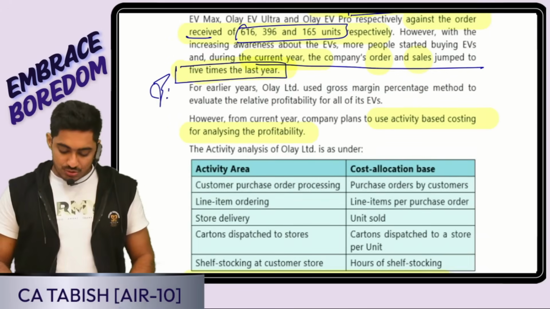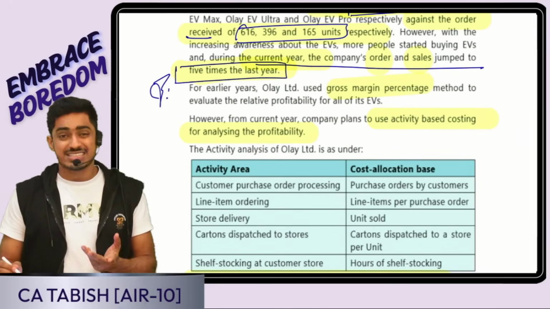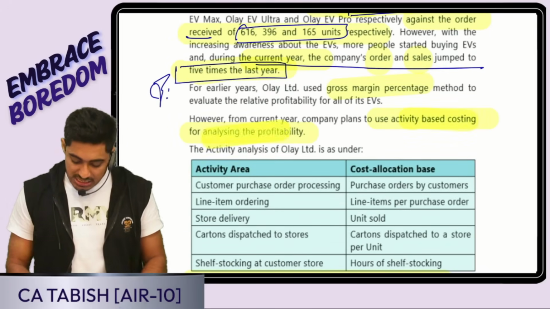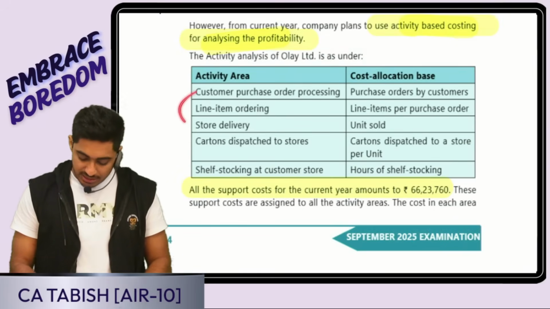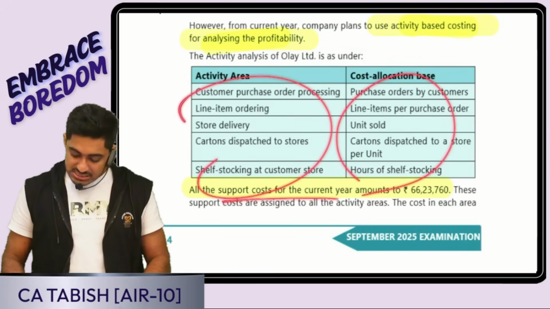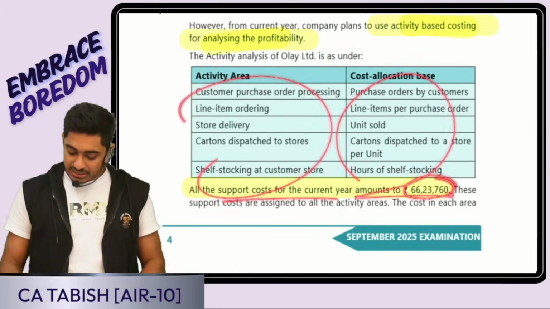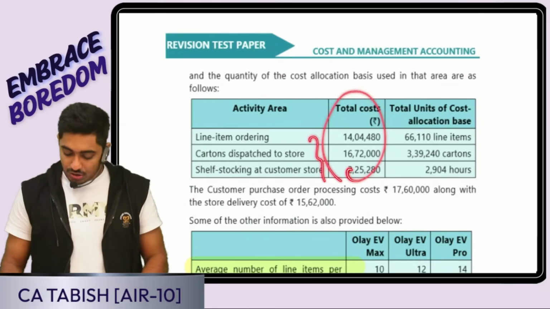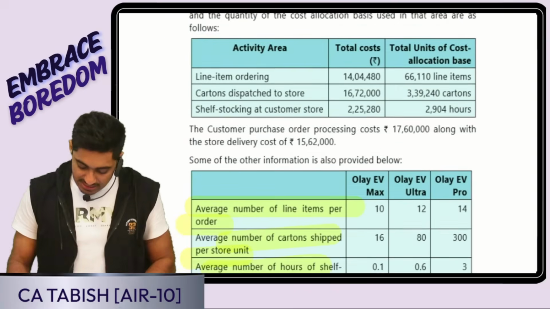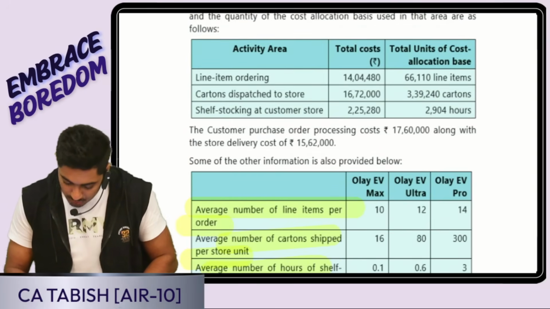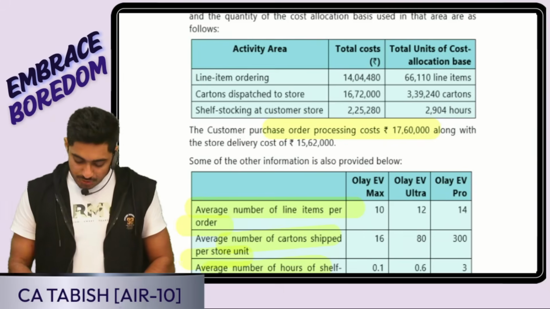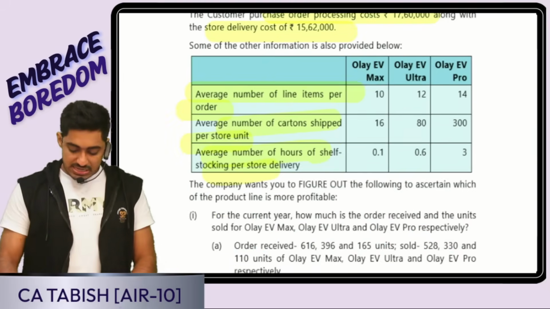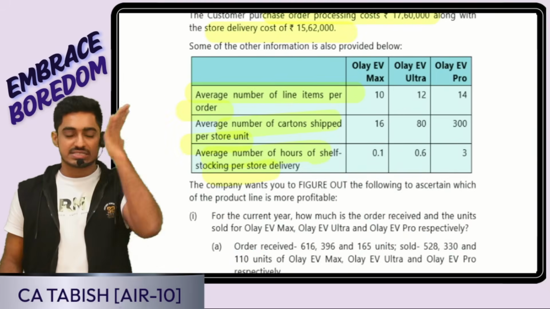Till last year we were using gross margin percentage, but this year we are using ABC. Five different activity areas are given. Support cost is 66,23,760. Each of the 3 activities is given its cost and allocation base. The other 2 costs, customer purchase order processing and store delivery, are given below. Other details are given here. Let us try seeing one by one.